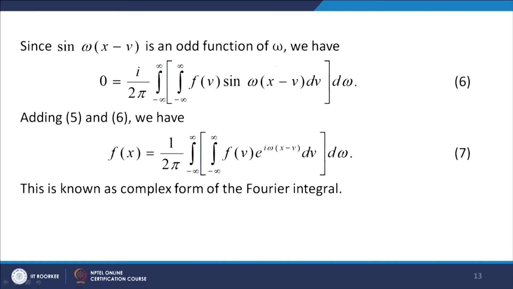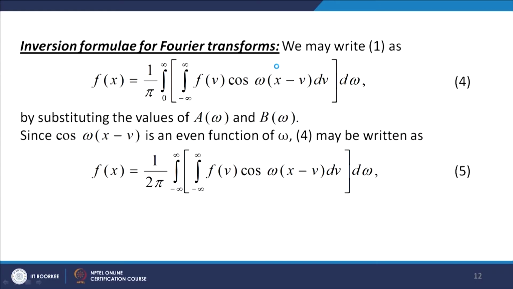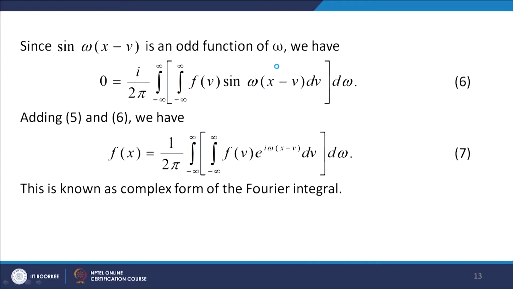Now, we add equation 5 and equation 6 and use the formula e to the power i theta equal to cos theta plus i sin theta. When we use this formula, f(x) becomes equal to 1 over 2 pi integral over minus infinity to infinity, integral over minus infinity to infinity f(b) e to the power i omega(x minus b). Instead of theta, here we have omega(x minus b). So, this is known as the complex form of the Fourier integral.